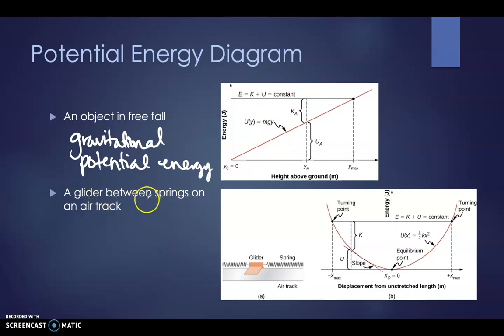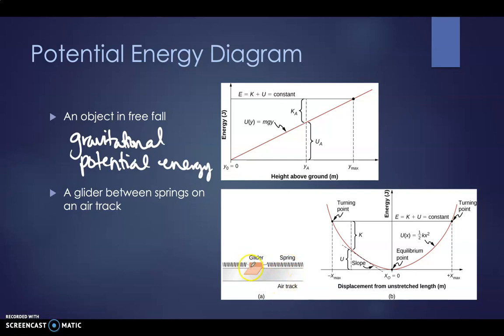Now we can look at another one. This is a glider between springs on an air track. So this is what we're talking about. If we were in class, I could probably bring one of these out and show you what I'm talking about. But we have an air track and a glider that just will glide along. Think about the hockey puck tables that you play in an arcade. I cannot think of the word right now. But that's what the air track is. It's pushing air so that you're essentially frictionless.